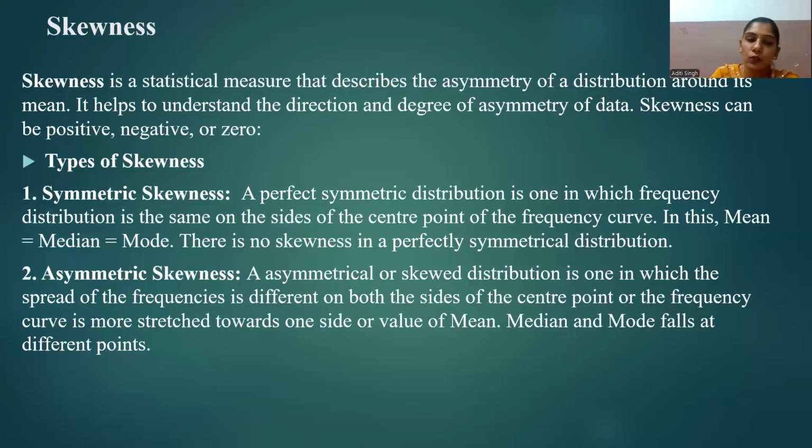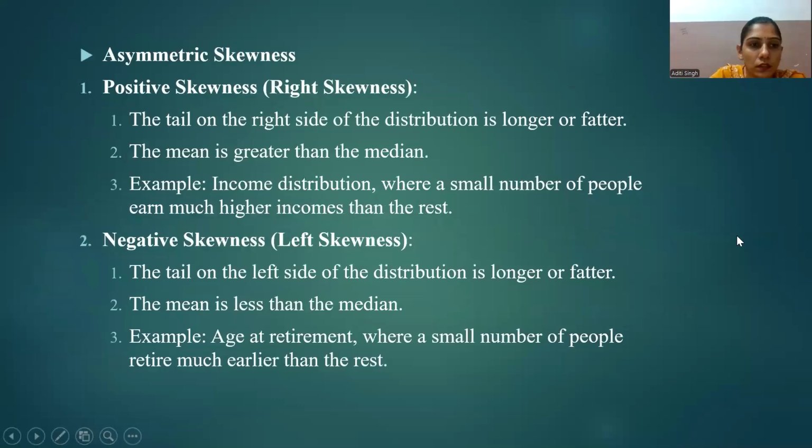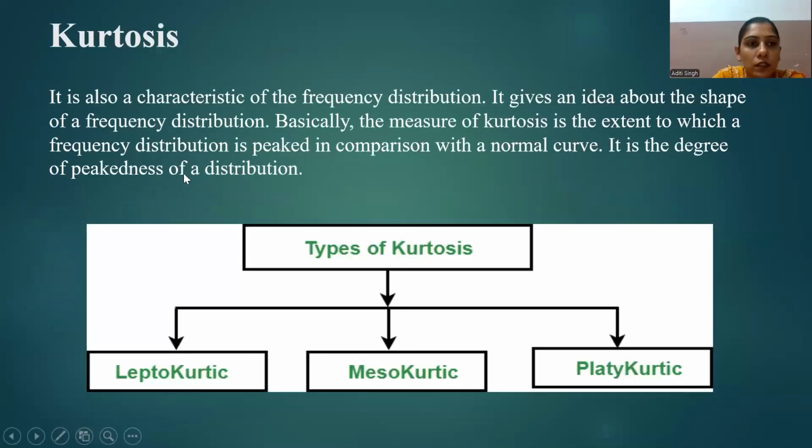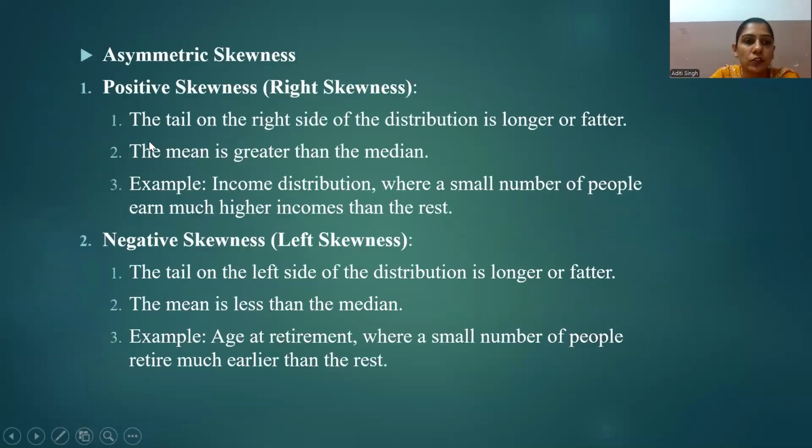There are further two types of asymmetric skewness: positive skewness and negative skewness. Positive skewness is also known as right skewed, and negative skewness is also known as left skewed. So let's first understand what is positive skewness.